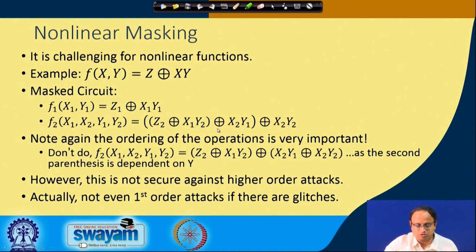But as we know, this is not secure against a second order attack, because the moment I combine the leakage of f1 and f2, all my shares are leaked, and therefore the actual data is also compromised. Actually, this is not even secure against first order attacks, which is very unfortunate news. This is essentially not secure if there are what are called glitches inside a circuit. That we will study in the next class, where we will see what the effect of glitches on these kinds of circuits is.